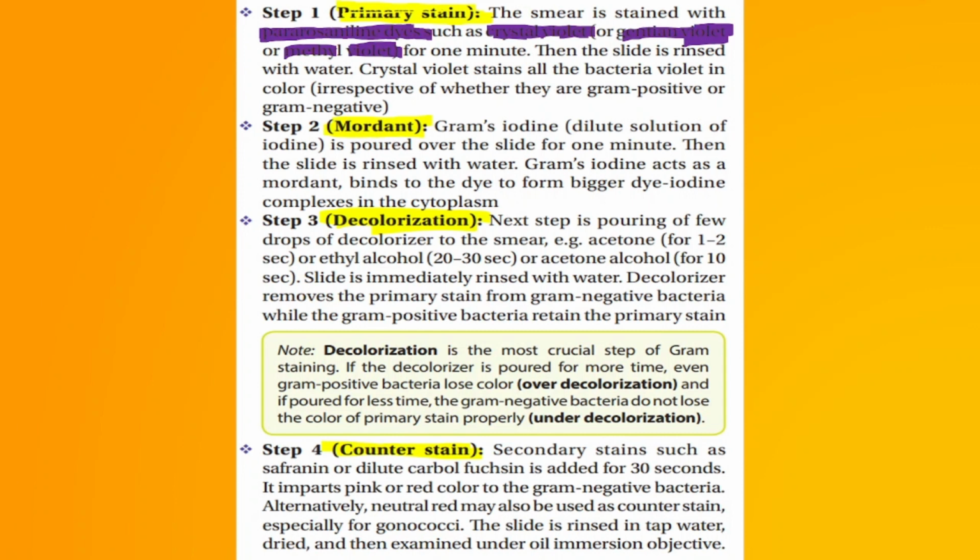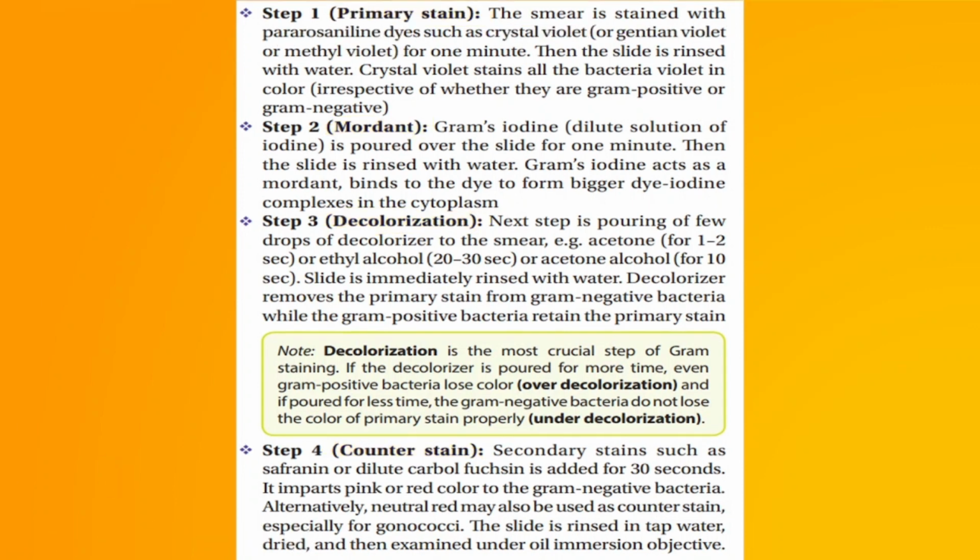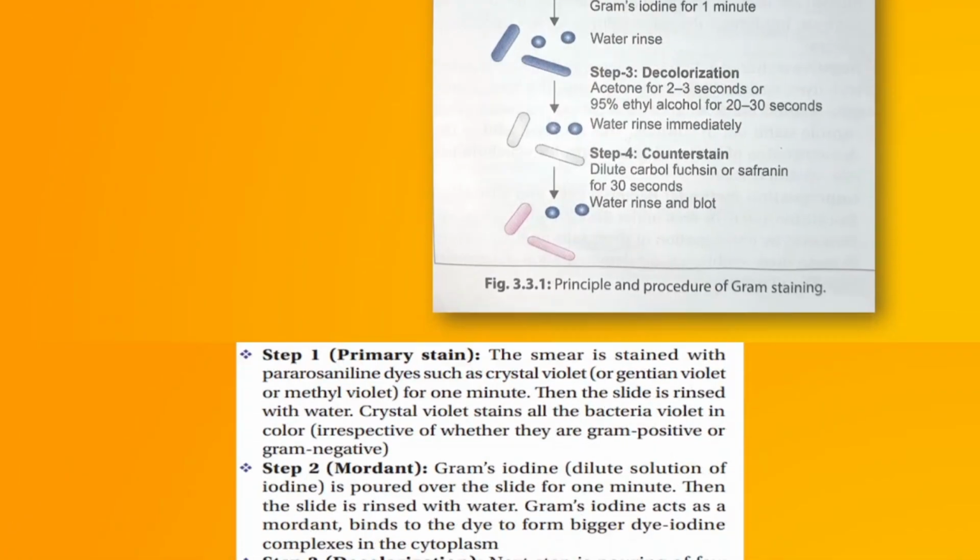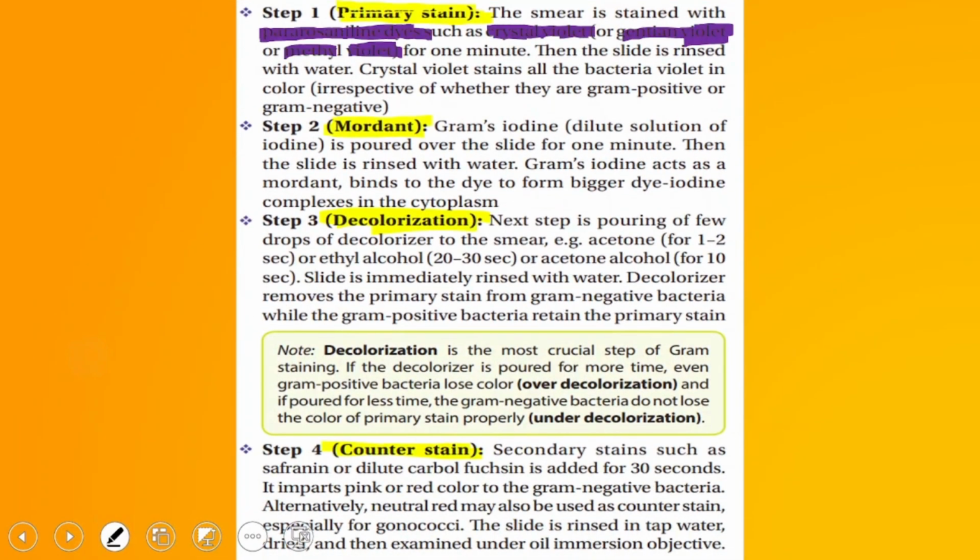Any problem in remembering this segment? Let's talk about mordant. Under the name of mordant, the thing that we are using is nothing but Gram's iodine. First, for the primary stain, we used para-rosaniline dyes like crystal violet, gentian violet, and methyl violet. For mordant, we are using Gram's iodine.